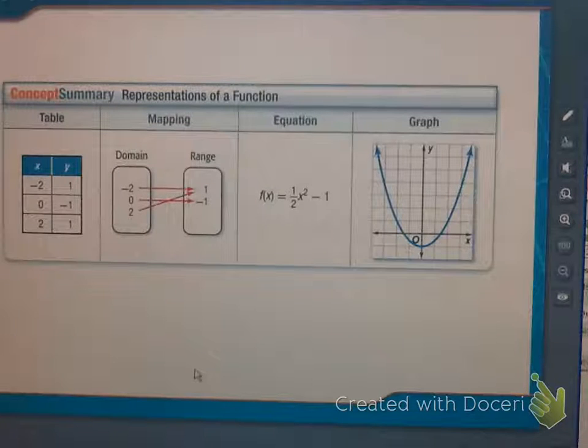So here's another picture, a summary representation of functions. Table: x doesn't repeat. Mapping: each x goes to one y. You can have it as an equation, like f of x. This is what is called function notation. We're going to talk about that more later. And then a graph.